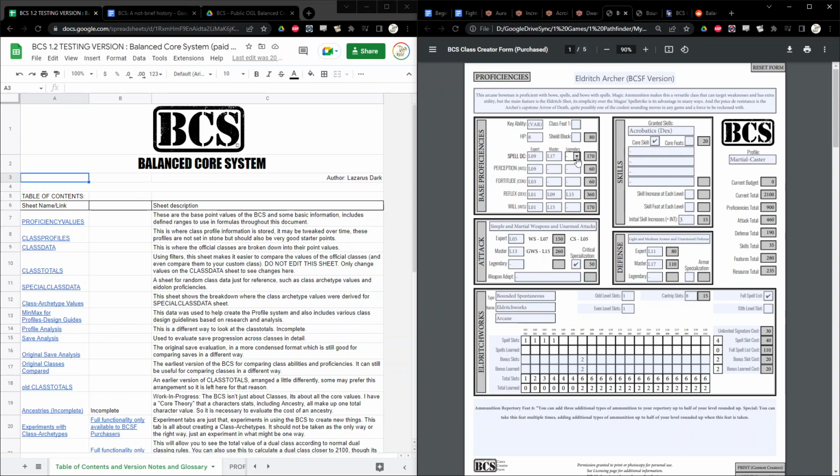But you can see that you can just point and click and select things, and it will update numbers for your totals. And of course, as we'll learn later, you want your total to add up to 2,100.